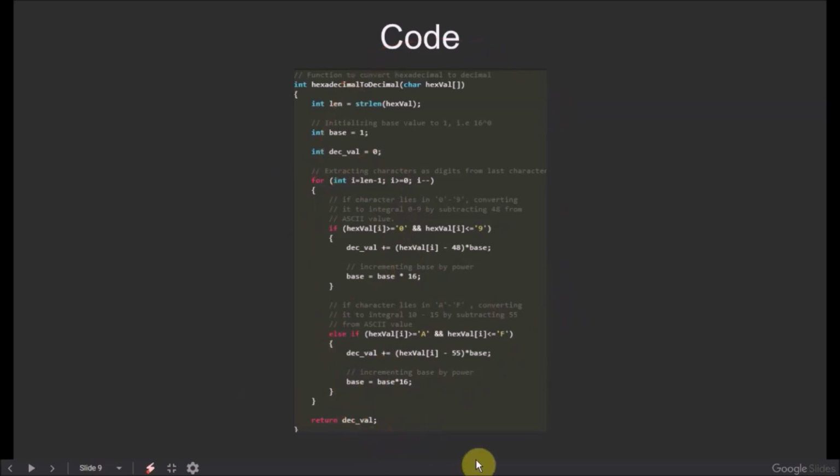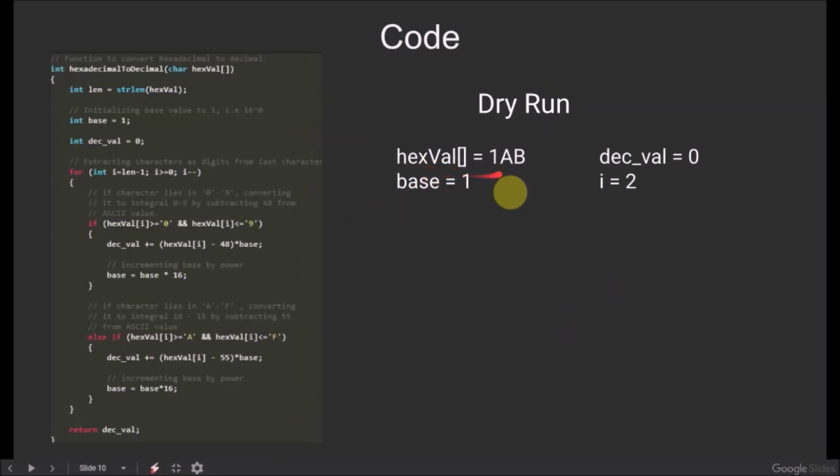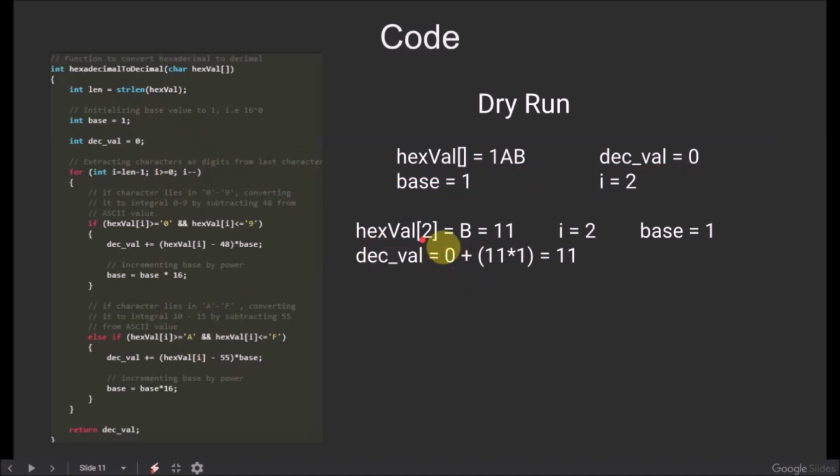Now let us understand this with an example. Let hex value contain 1AB. Initially, the decimal value will be 0, the base will be 1, and the value of i will be 2, as the length of hex value is 3, so i will be length minus 1, which is 2. In the first iteration, hex value 2 is an alphabet B. We find the equivalent numeric value for an alphabet, which is 11. Currently, i is equal to 2 and base is equal to 1. Therefore, decimal value will be hex value, that is 11, into the base, that is 1, added to the previous decimal value, which is currently 0, which gives 11.